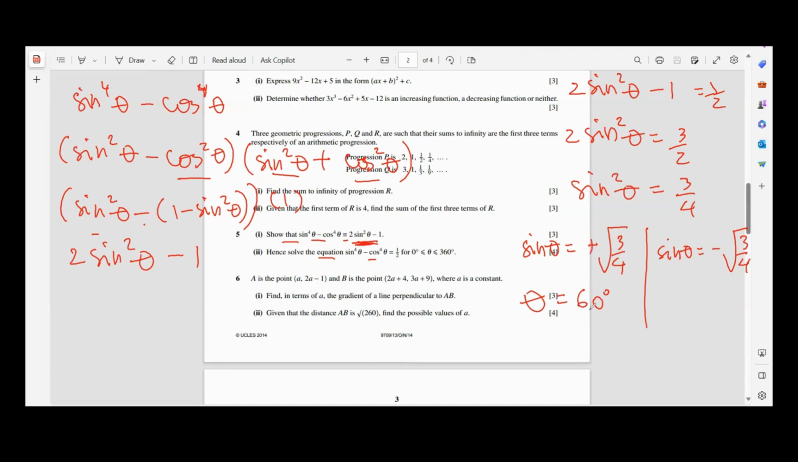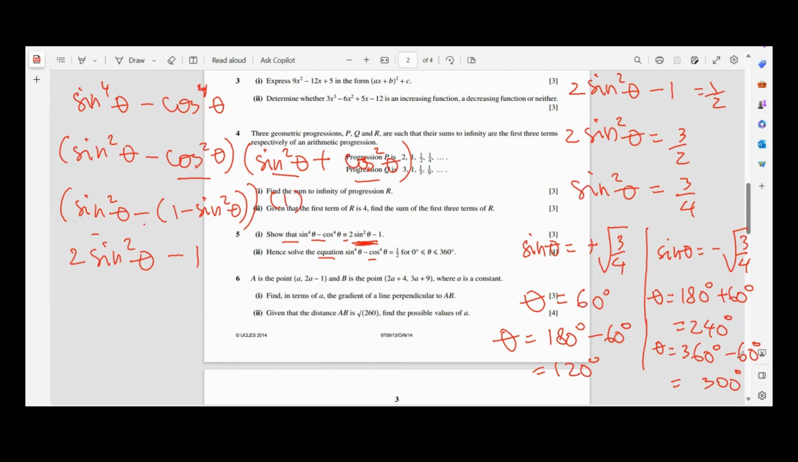And then this is for quadrant 1. So for quadrant 2, it should be 180 degrees minus 60 degrees, so it should be 120 degrees. And then this is also the same value, but this is minus, so it's in quadrant 3 and quadrant 4. So for quadrant 3, it should be 180 degrees plus 60 degrees, so it's 240 degrees. And then for the other one, theta equals 360 degrees in quadrant 4 minus 60 degrees, so it should be 300 degrees. So that is for number 5 II.